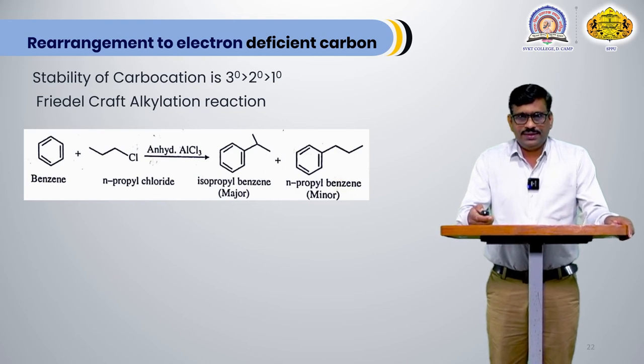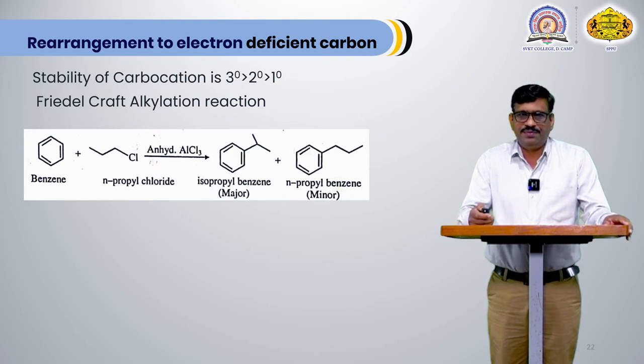Now why is this type of migration taking place? We have already discussed the stability of carbocation. Based on the stability of carbocation, the migration is possible. An example is Friedel-Crafts alkylation reaction. When benzene reacts with n-propyl chloride in presence of anhydrous aluminum trichloride, isopropyl benzene and n-propyl benzene, these 2 products are obtained. Out of that, isopropyl benzene is the major product.